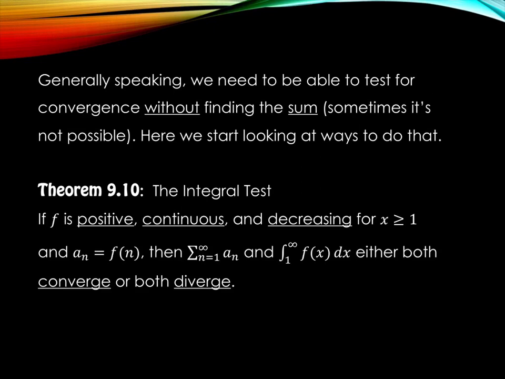So to start with, we have the integral test. Like I said, generally speaking, we're not going to be able to find the actual sum most of the time. So here are two ways that we're going to do this. The first one is the integral test. If f is positive, continuous, and decreasing, and we do have to check that before we start, and a sub n is equal to f of n, then the summation from n equals 1 to infinity of a sub n and the integral from 1 to infinity of f of x dx either both converge or both diverge.